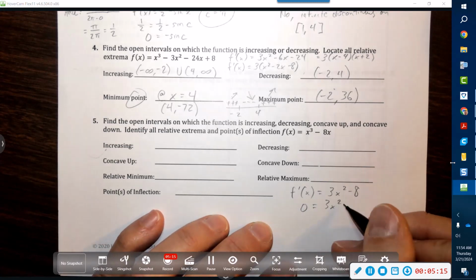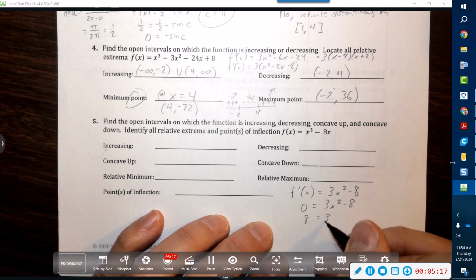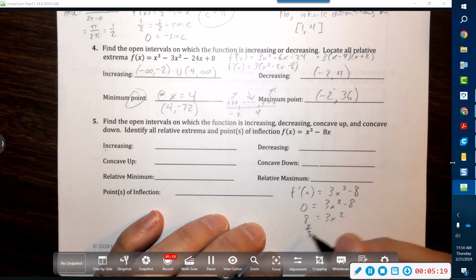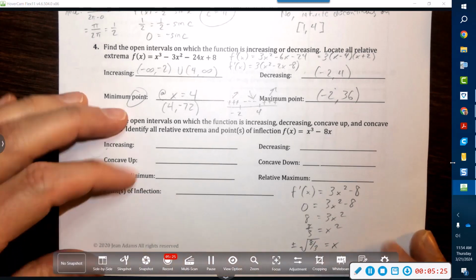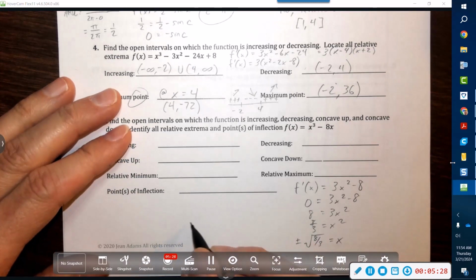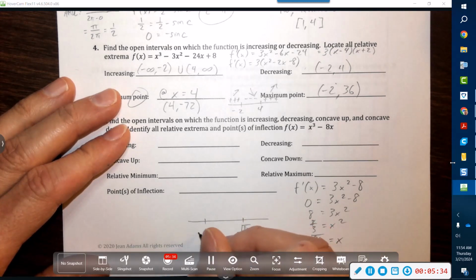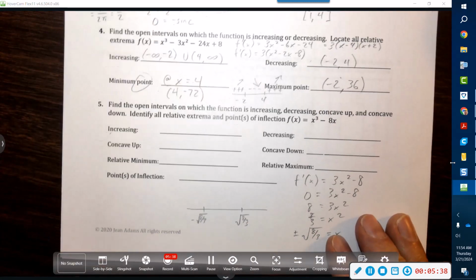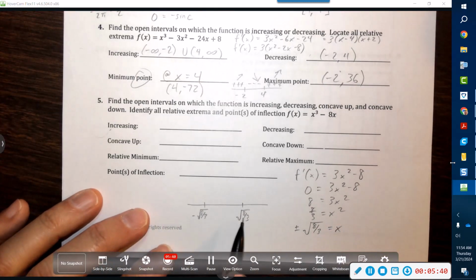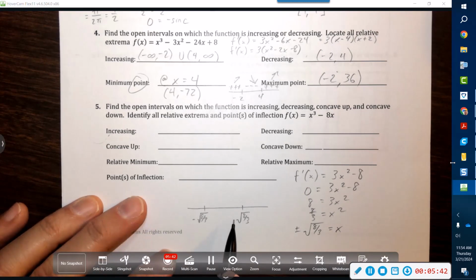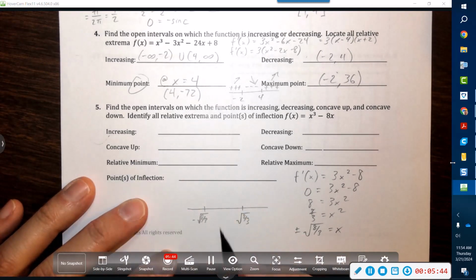And this is going to be weird, but we're going to have to move the 8 over there, divide by 3, take square root, and we get this nasty plus or minus radical 8 over 3. So here we are with the positive radical 8 over 3, and here we are with the negative radical 8 over 3. Okay, so these guys are kind of like our borders.